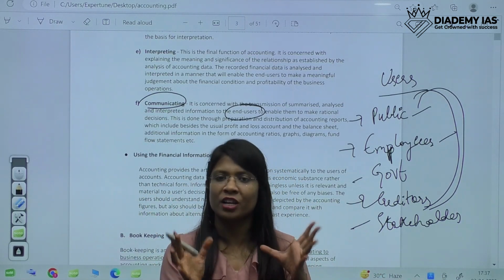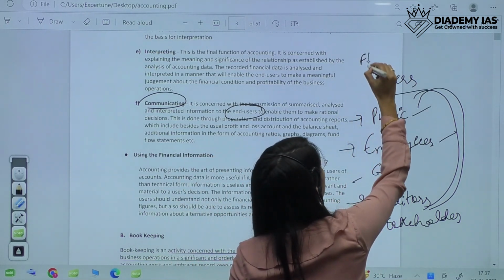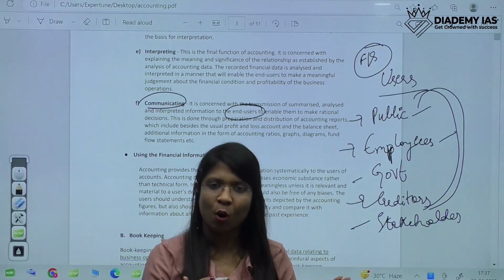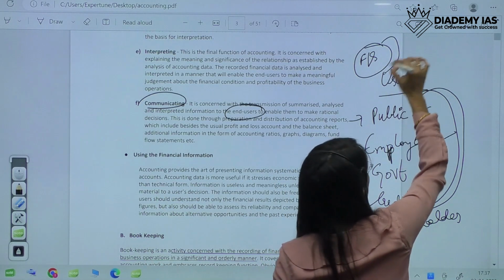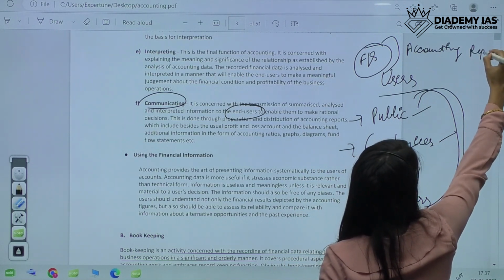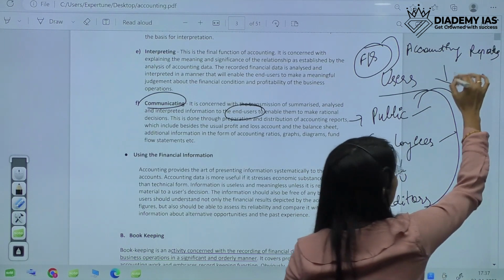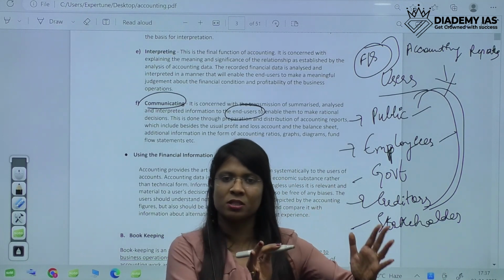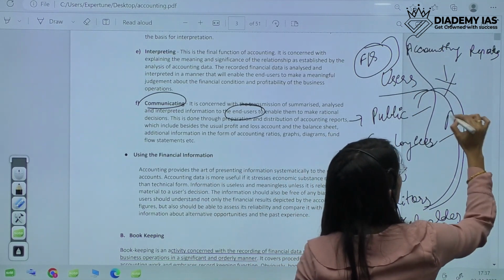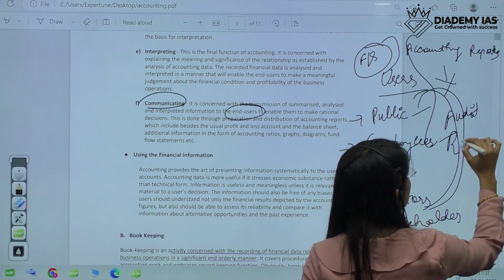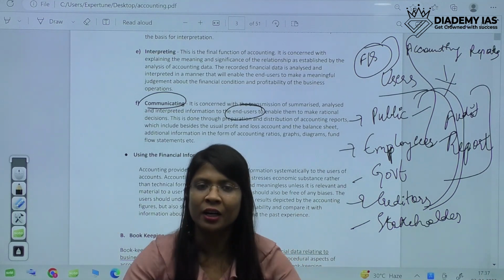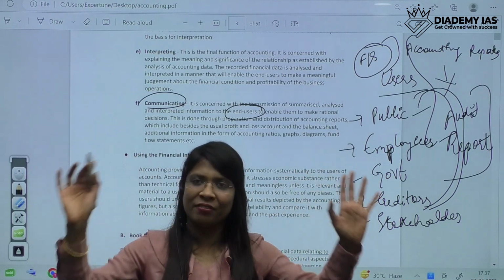So how do we communicate that financial position? Our financial position is reported in terms of our financial statements. Financial statements include our profit and loss account and balance sheet, which is known as our accounting report, which after being audited by an auditor, auditing means thorough checking by a chartered accountant, who is known as auditor in this case, that would be termed as audit report. So we have to communicate this audit report to all our users. So that would complete everything about accounting.